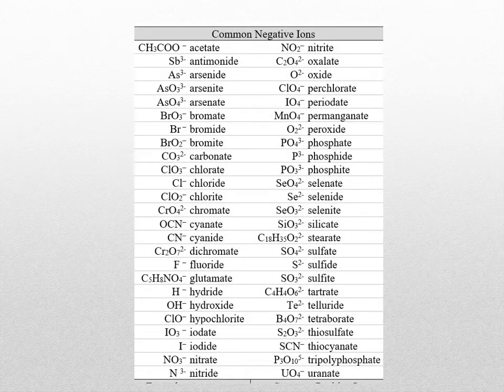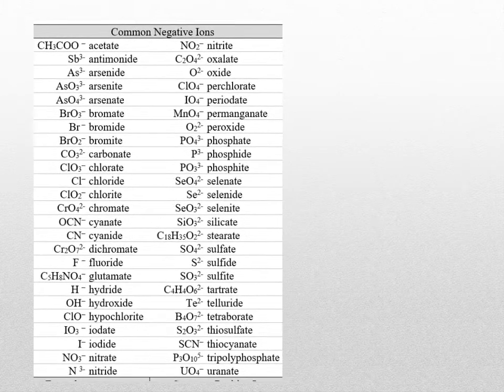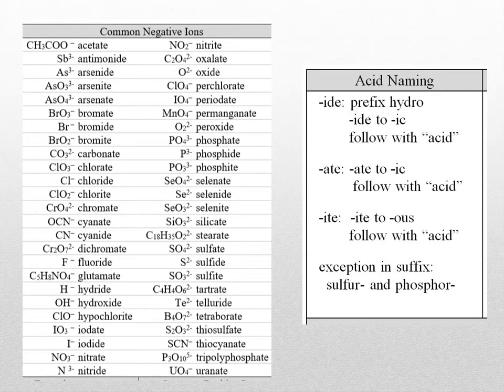Have you ever noticed that all the anions on the common negative ions list either end in "ide", "ate", or "ite"? On your formula sheet, there is a box that is titled Acid Naming. When you have an acid, you look at the anion, and if it ends in "ide", you add the prefix hydro, change "ide" to "ic", and then follow with the word acid. If the anion ends in "ate", you change "ate" to "ic", and follow with the word acid. And if the anion ends in "ite", you change "ite" to "us", and follow with the word acid. There are exceptions in suffix, which are sulfur and phosphor, which you will see later in this lesson.